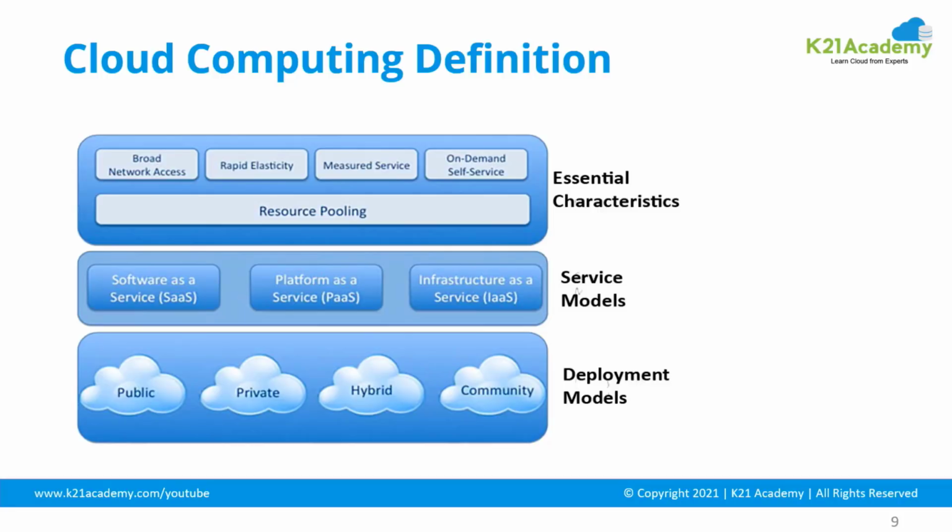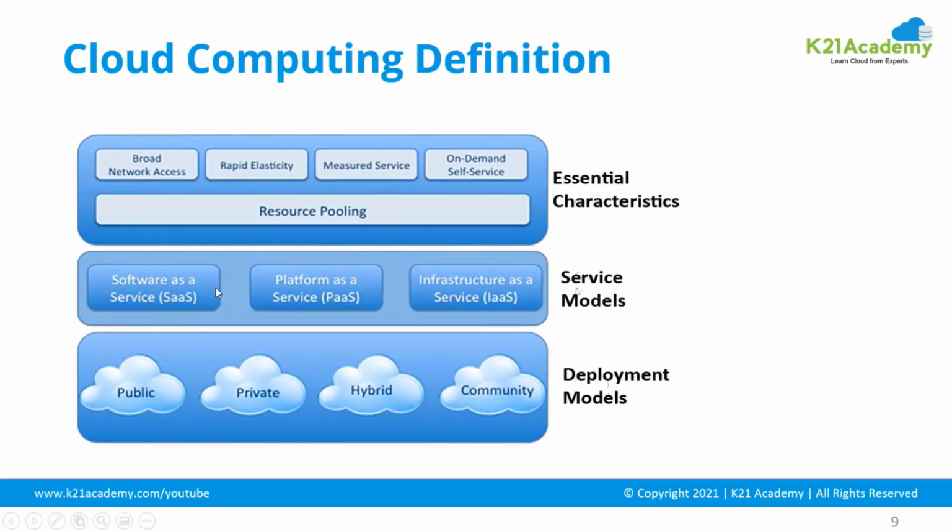Or I can provision as required. Rapid elasticity, which means as my demand increases, I can increase the resources, and as demand goes down, I can reduce those resources as well. And broad network access, meaning there are different ways to access over the network. So these are some of the basic essential characteristics of cloud computing.